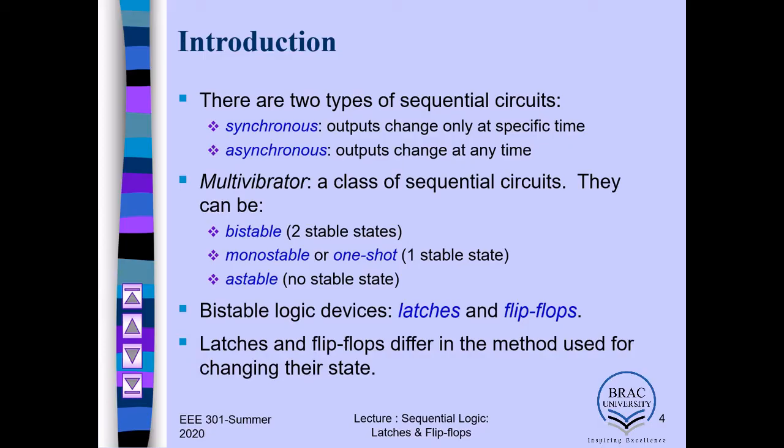There are two types of sequential circuits. One is synchronous, another is asynchronous. Synchronous means output changes only at specific times. Asynchronous means output changes at any time. And there are multivibrators, which are a class of sequential circuit. They can be bistable, which has two stable states, monostable, which has one stable state, and astable, no stable state. Bistable logic devices are latches and flip-flops. Latches and flip-flops differ in the method used for changing their state.